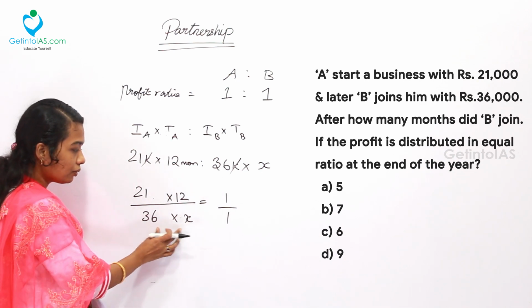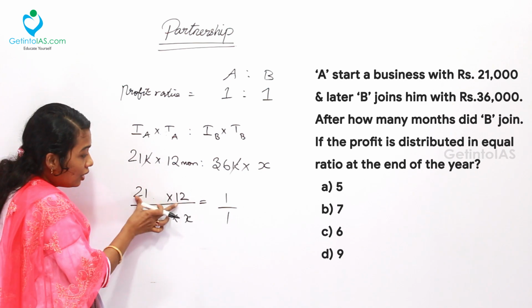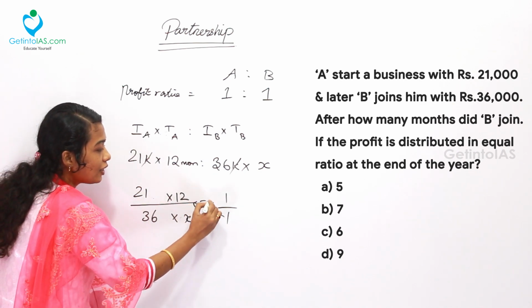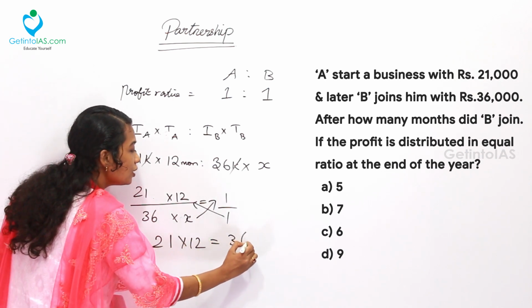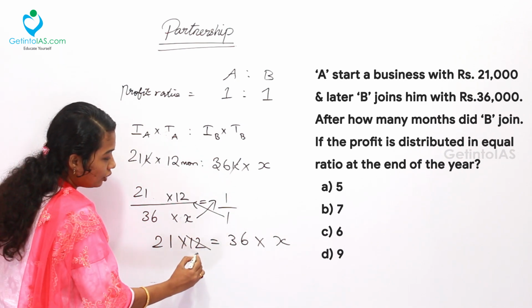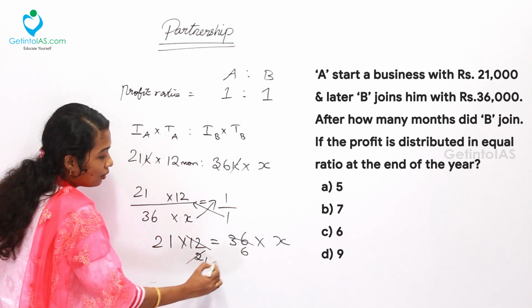So here now simply you can multiply or cross multiply to get the answer. Here 1/1 says the numerator and denominator will be equal. So cross multiplication, the usual way: 21 into 12 will be equal to 36 into x. Now find x. Simply here 2 times 6 is 12, 6 times 6 is 36. Again 1 times 3.